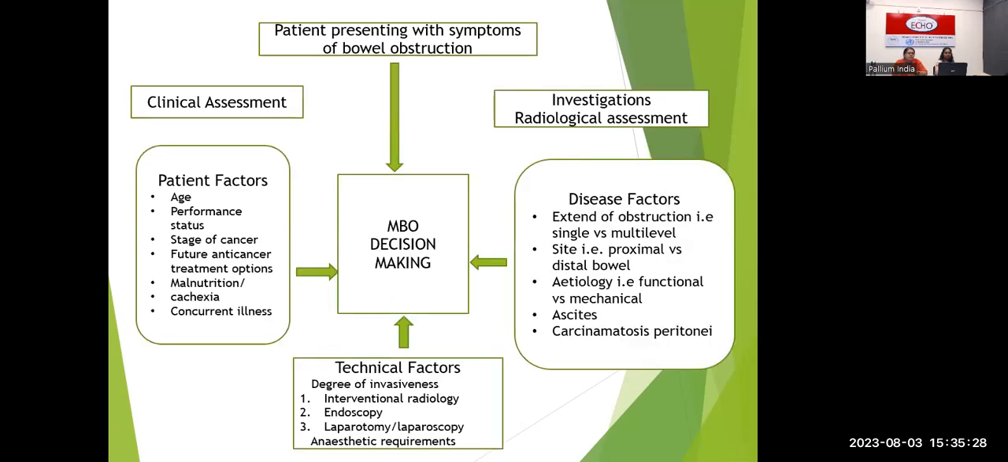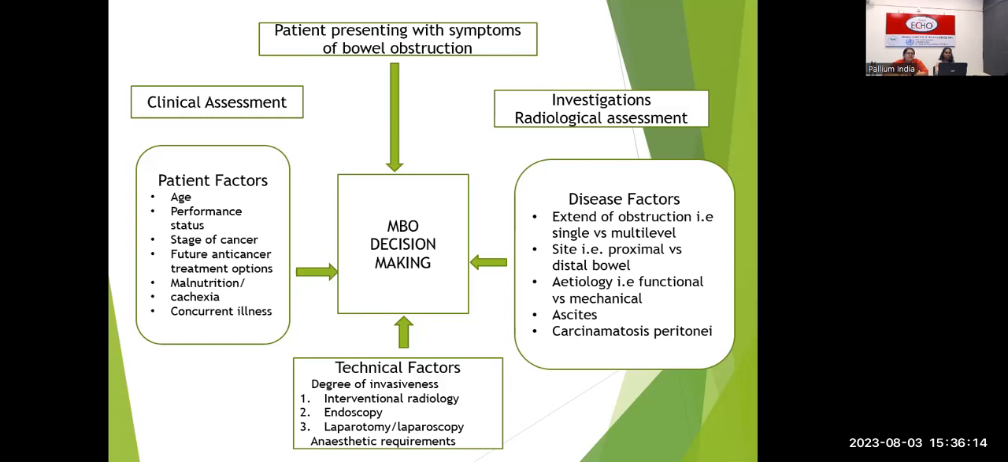Now, this is a flow chart which will help you in deciding what management you're going to give to your patient. So the patient is presenting with symptoms of malignant bowel obstruction. We can do investigations if possible, like X-ray or ultrasound, but clinical assessment is the first thing. Very important is the clinical assessment. I understand if it is a small bowel or a large bowel obstruction. Is it a partial obstruction or a complete obstruction? And then there are certain factors which will help you in taking a decision in malignant bowel obstruction. So there are patient factors, disease factors and technical factors.